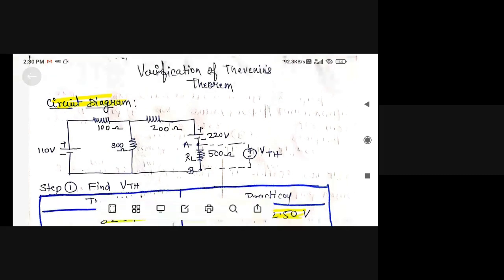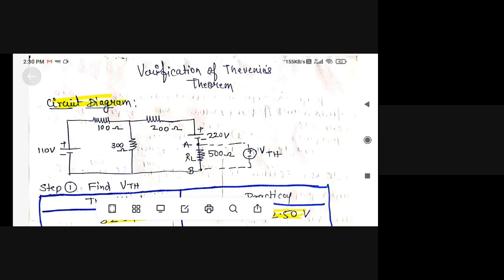The theoretical part we have already discussed in the class. We have seen the numerical. I have also explained how to solve this particular numerical step by step, and you have the values. Now here, once again, I will discuss the circuit. This is the circuit diagram.